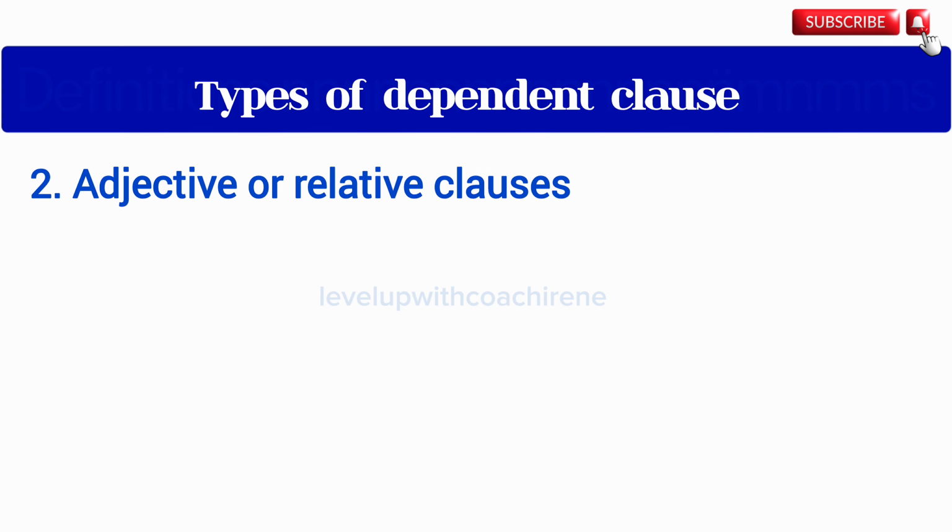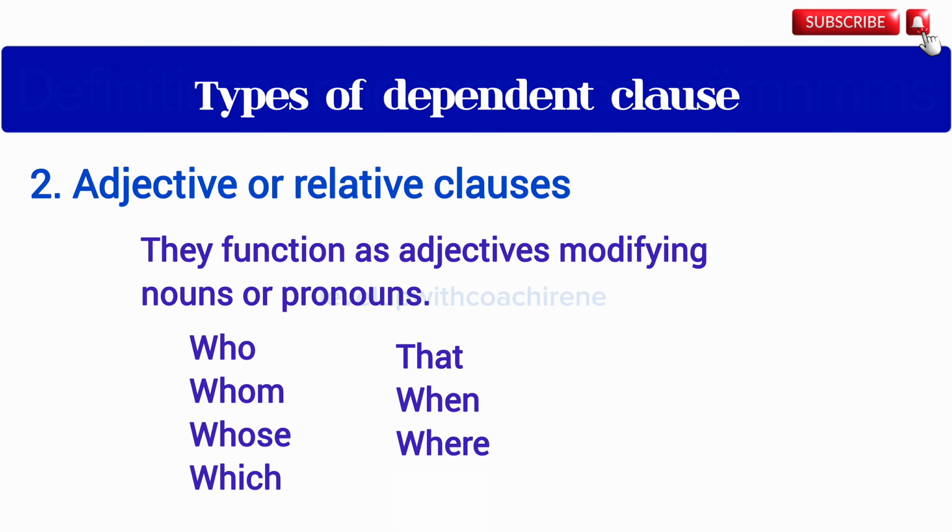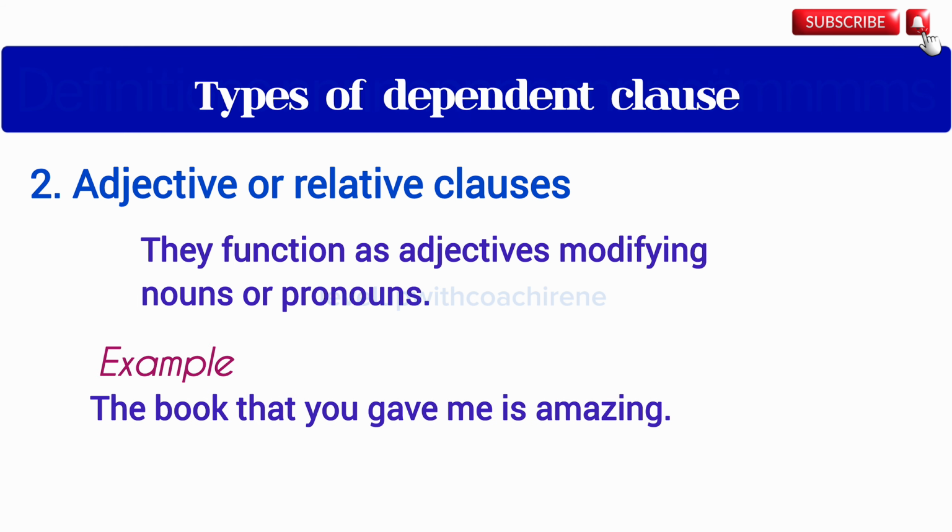Number 2, adjective or relative clauses. They function as adjectives, modifying nouns or pronouns. They are introduced with the pronouns or adverbs who, whom, whose, which, that, when, where. For example, the book that you gave me is amazing. In this sentence, that you gave me is modifying the noun book.